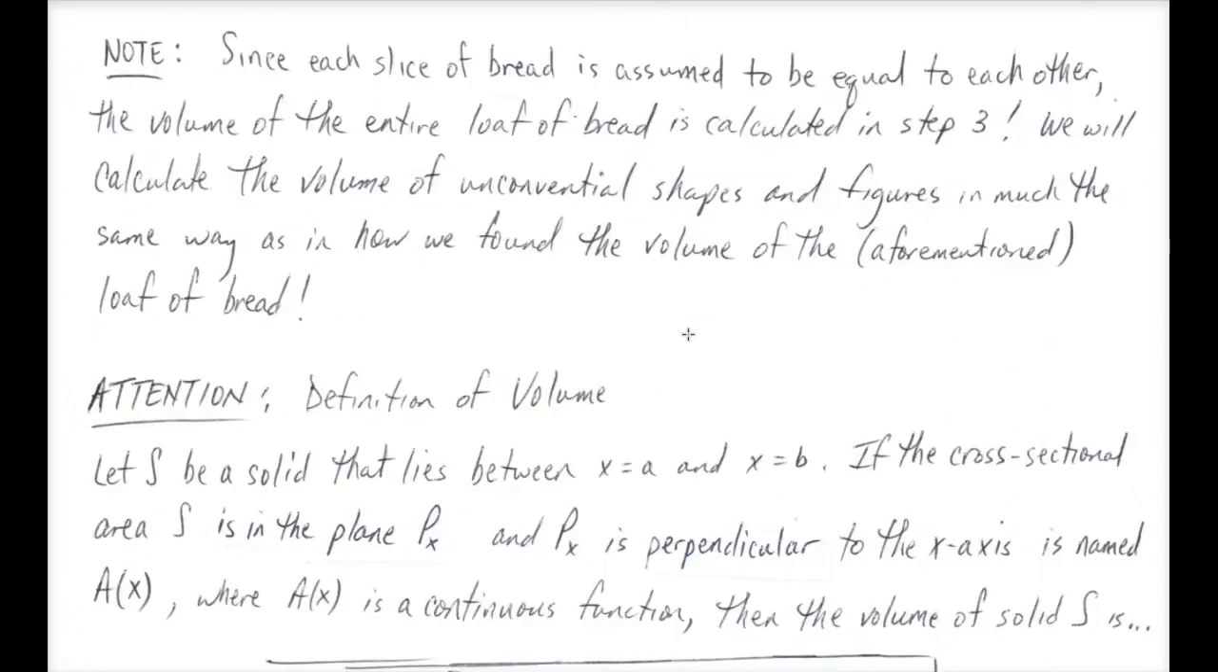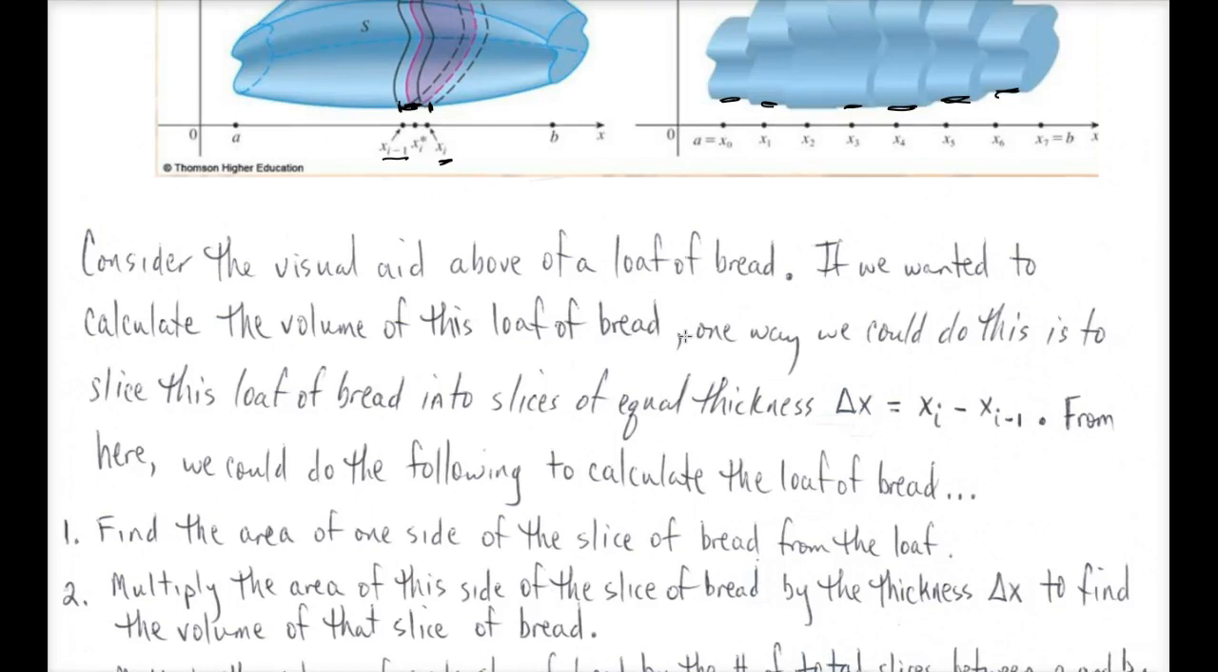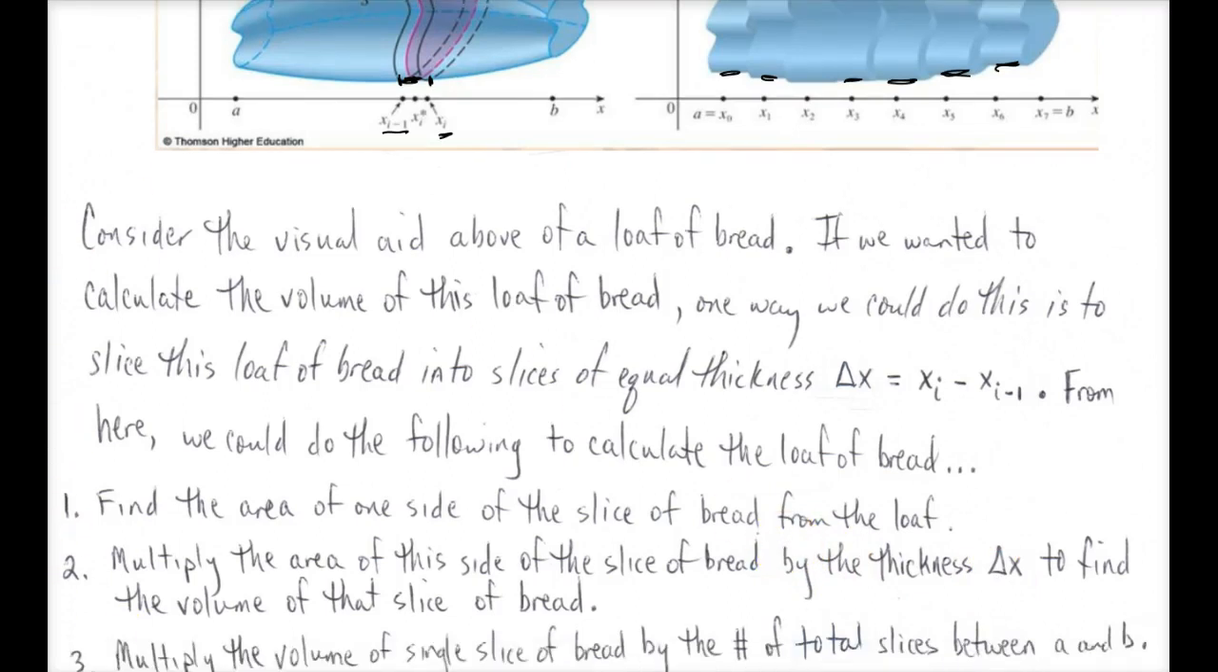We want to do the following to calculate the volume of this loaf of bread. The first thing is to find the area of one side of the slice of bread from the loaf. The second thing is to multiply this area of the slice by the thickness, delta x, to find the volume of the slice. And number 3, the last thing is to multiply the volume of the single slice by the number of total slices between, let's say, x equals a and b.